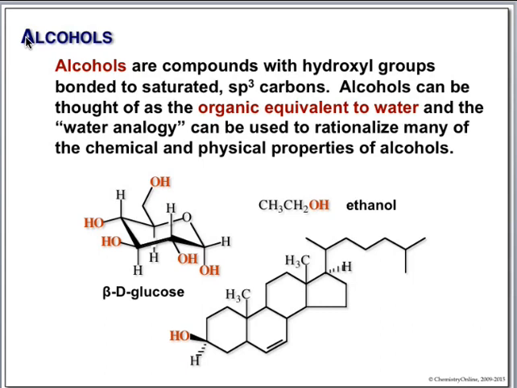Alcohols. Basically, we're dealing with the functional group OH. Ethanol, the classic alcohol of consumption. This is cholesterol. Here's the OH group. Beta-D-glucose. The beta refers to the stereochemistry at this particular carbon. And again, it's a polyalcohol.